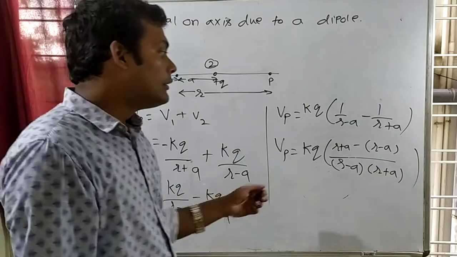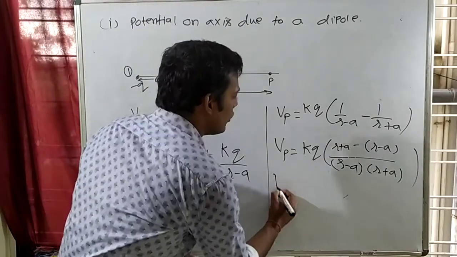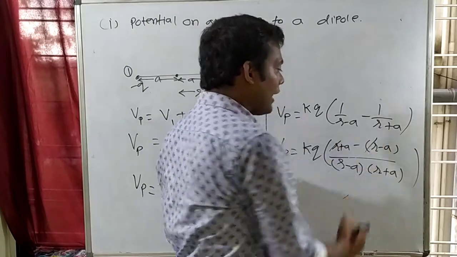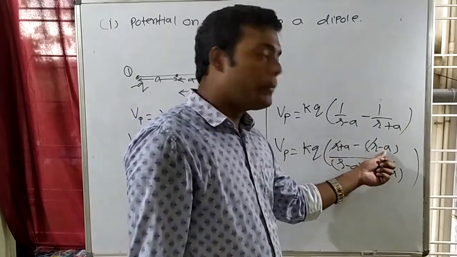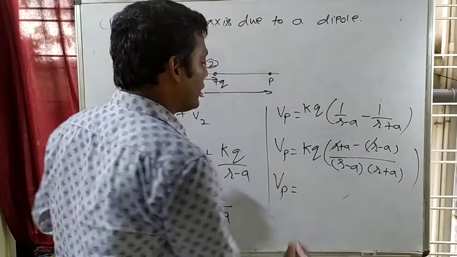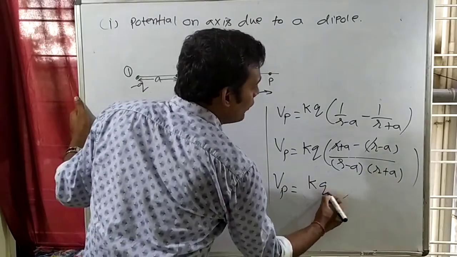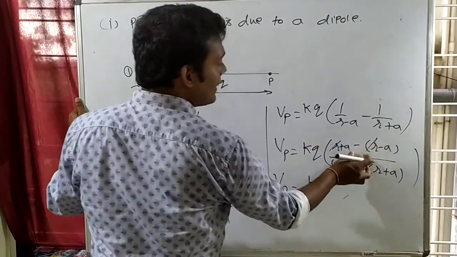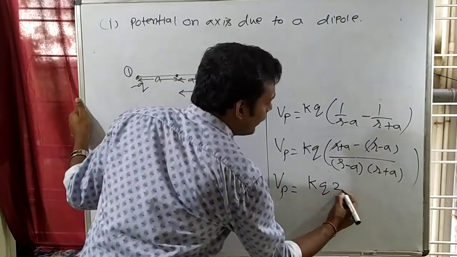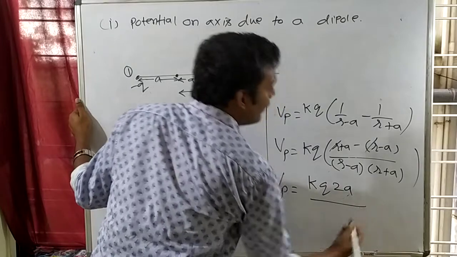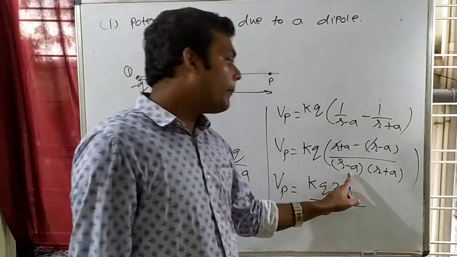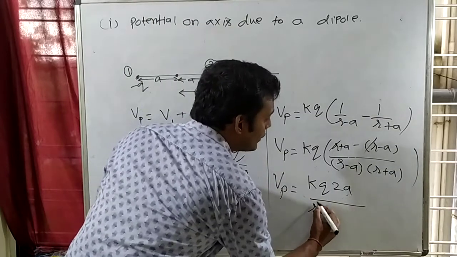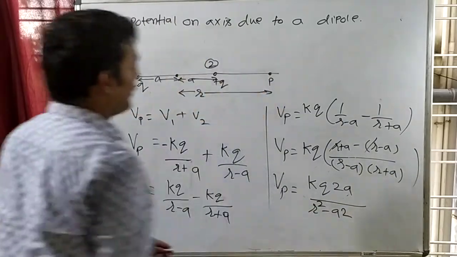Clear? Something will be cancelled here. So Vp is equal to: R minus R cancels, and minus into minus will be plus A. So this will be KQ, plus A and plus A, so 2A, divided by R minus A into R plus A. Using the formula A square minus B square, this is R square minus A square.